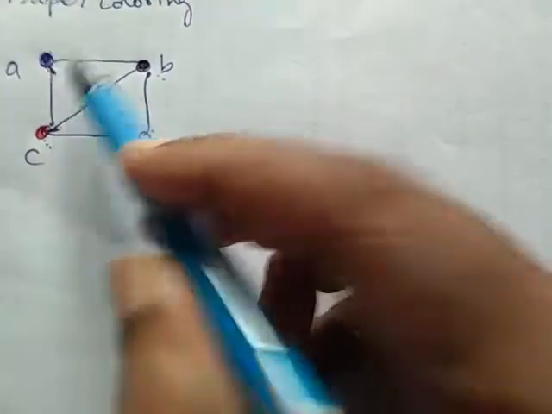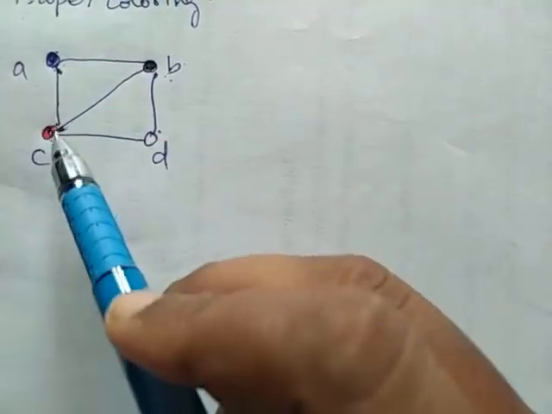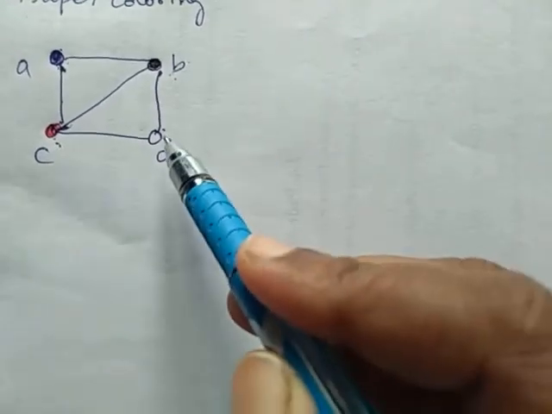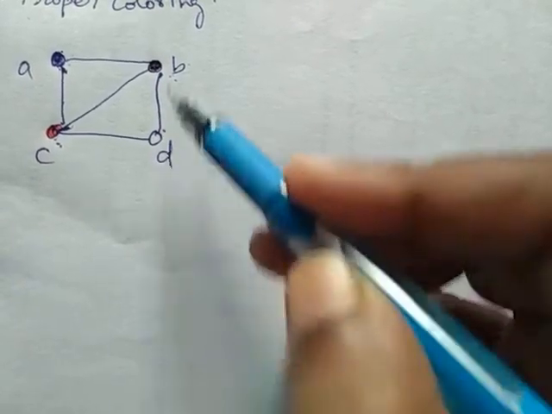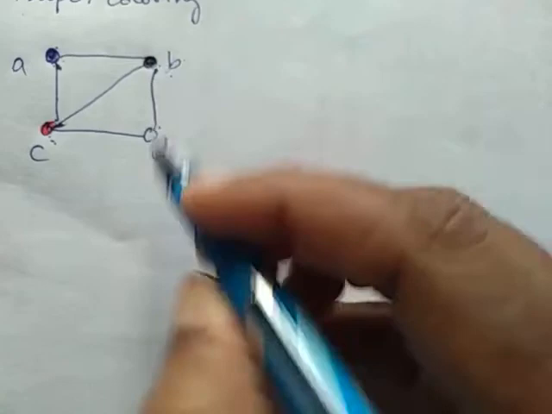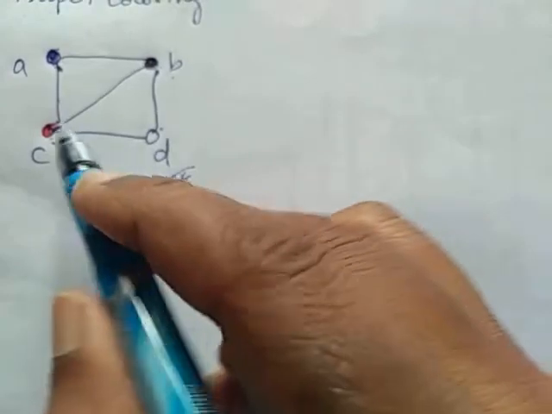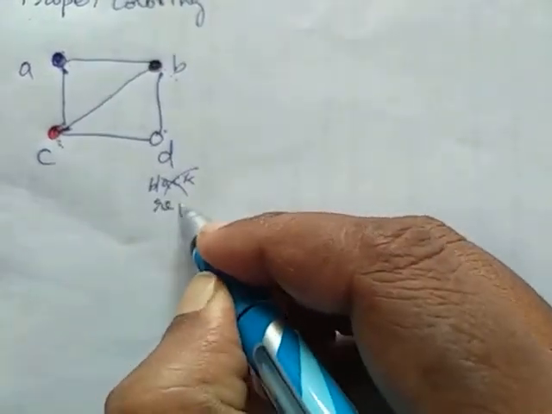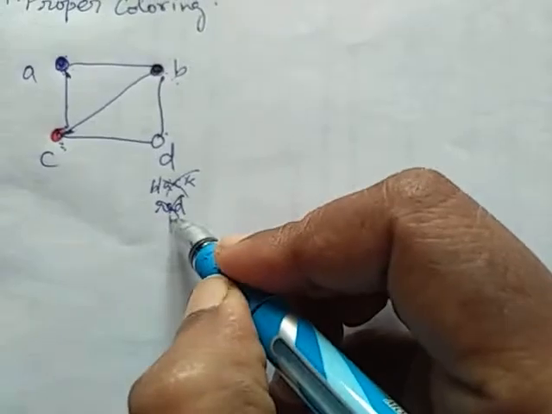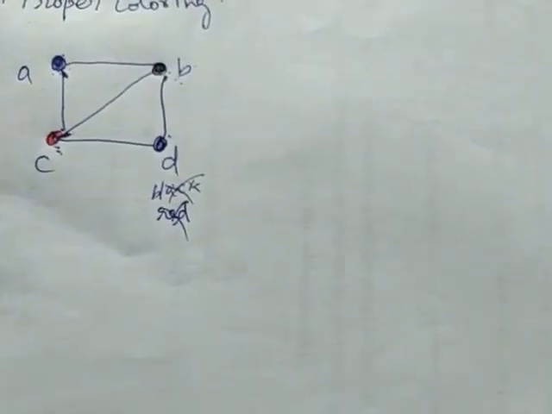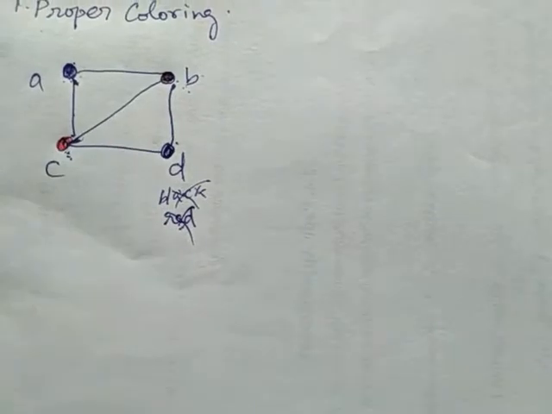C is adjacent to A, B is also adjacent to A. Therefore, the color blue should not be used for C and B. So, I am using black and red color. Now, coming to D. D is adjacent to B. Therefore, we cannot use black color here. D is adjacent to C also. Therefore, we should not use red color also. Other than these two colors, we can use any other color. So, I will use blue again. So, using 3 colors, we color this graph properly.